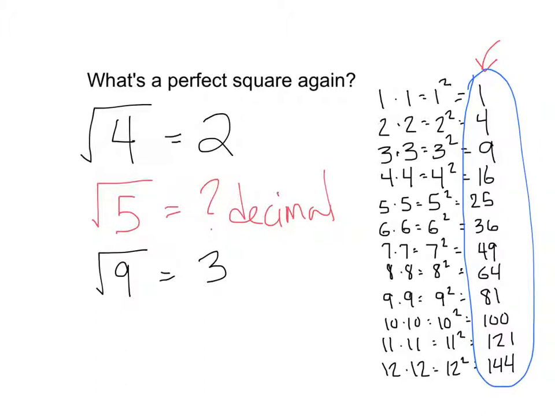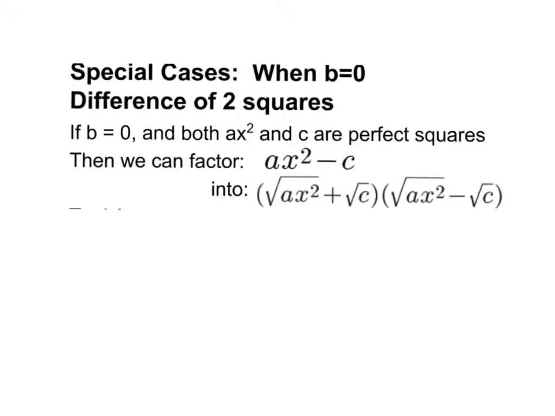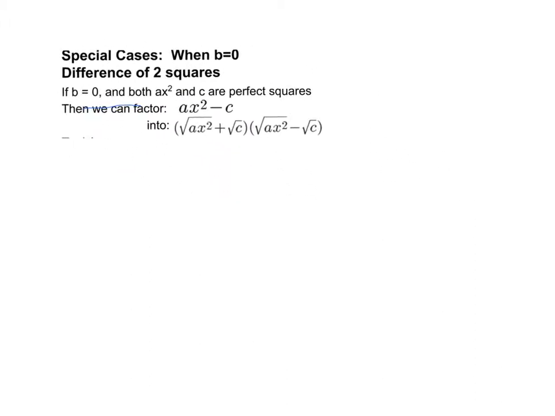So let's go back and look at that definition again. Special cases: when b is equal to 0, you can do the difference of two squares. If b is 0 and both ax squared and c are perfect squares, then we can factor ax squared minus c into this enormously long gobbledygook, the square root of ax squared plus the square root of c times the square root of ax squared minus the square root of c. I think we can simplify that. Let's shrink this one down, move it up out of the way, and tackle it in pieces.